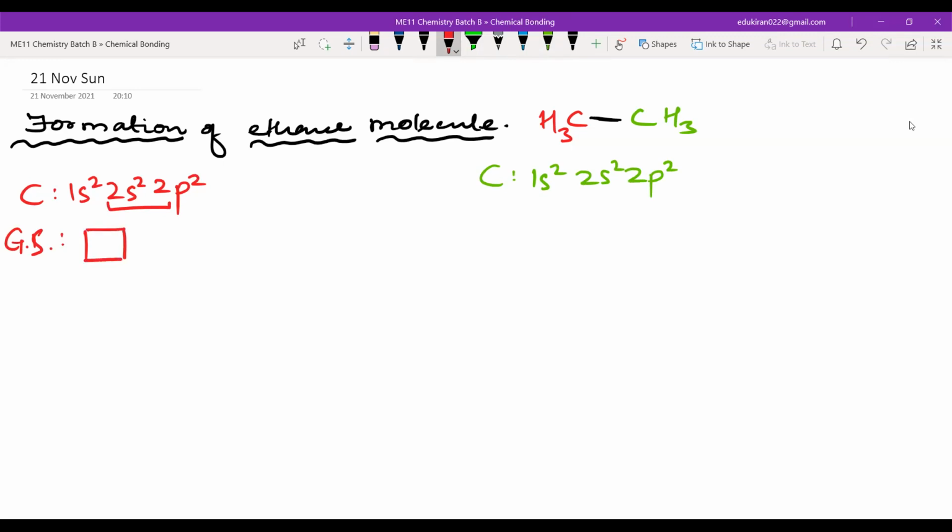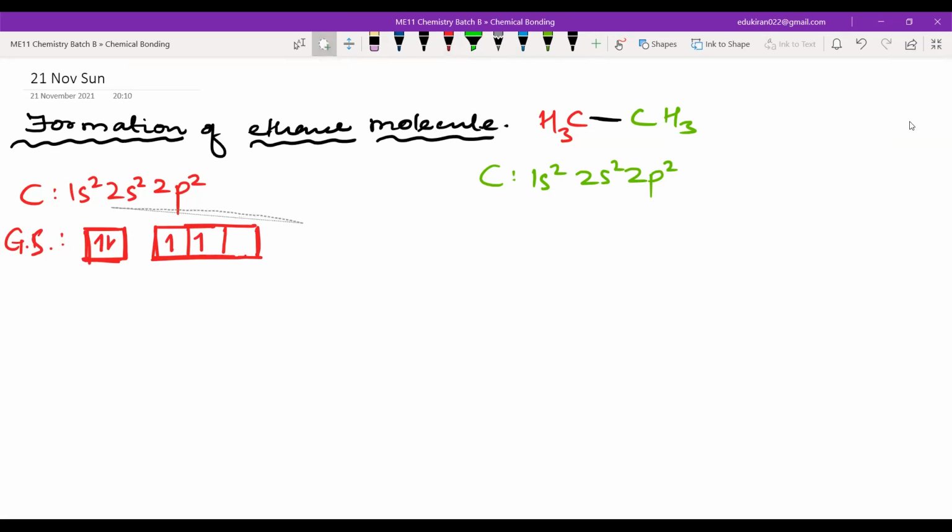So there is 2s, and what is in the valence shell now? Which other subshell is present in the valence shell? Yes, there is 2s and 2p. Very good. And 2s has how many electrons? 2 electrons. And 2p has 2 electrons, right? So 2 electrons here, and 1 electron here, 1 electron here.